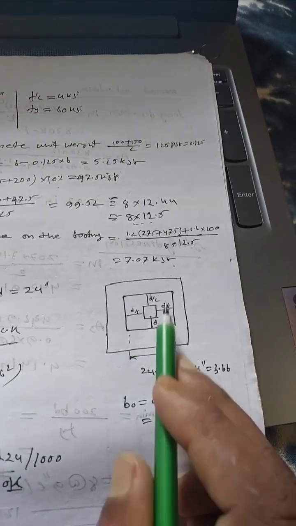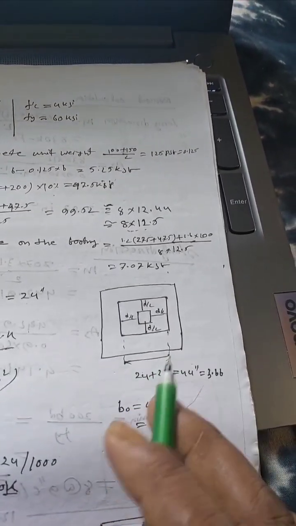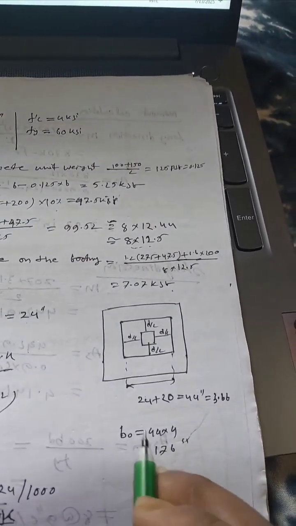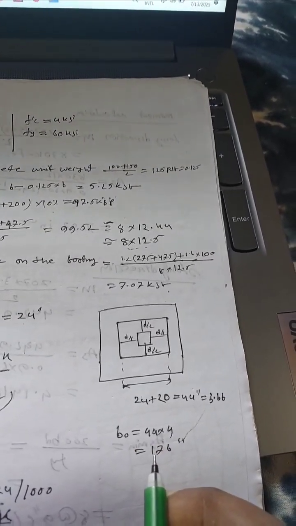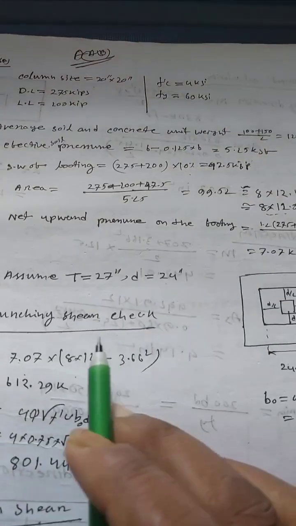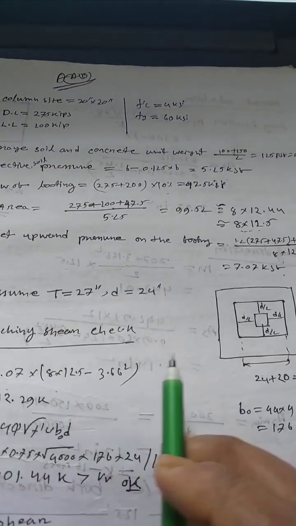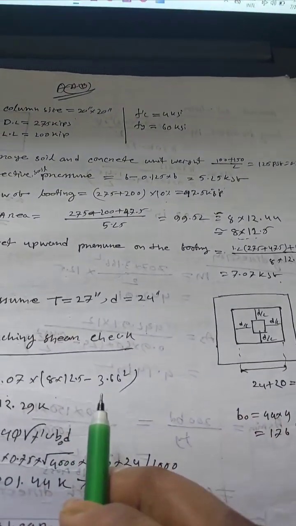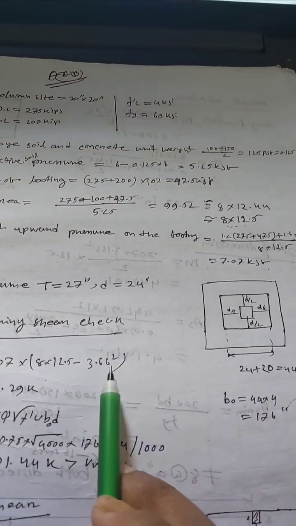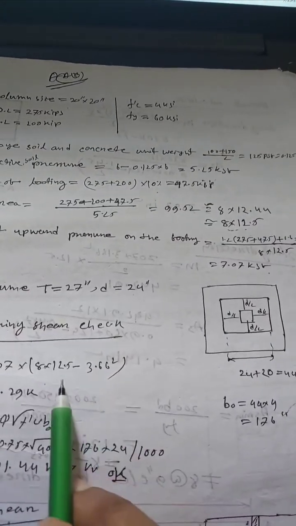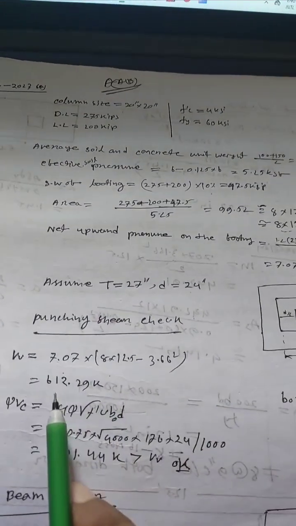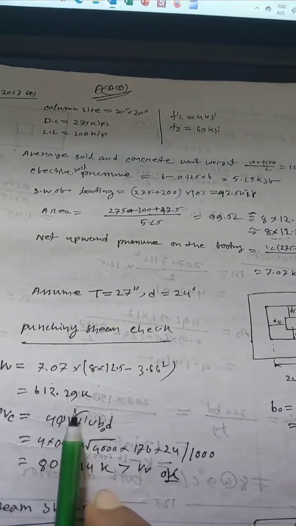Then the perimeter of the footing that is working in punching shear. The length and width are the same. Length is 44 inch into 4, so the perimeter is 176. Critical punching shear equals total area of the footing minus area of the punching. Area of the punching is 3.66 squared, into net upward pressure 7.07. Then we get 601.29 kips.